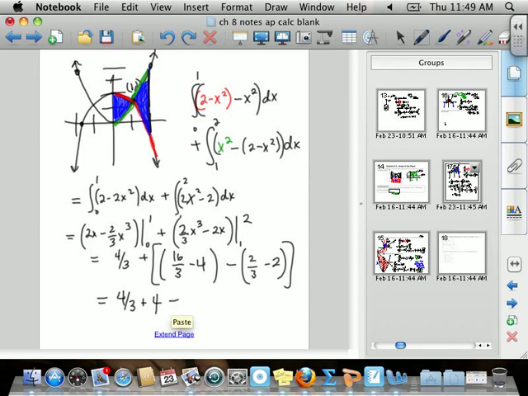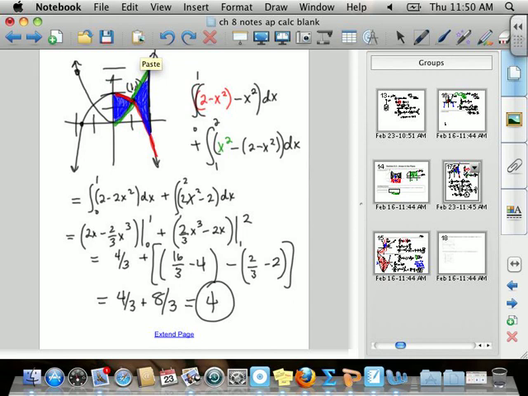So you get 16/3. Alex, are you saying something? You added the 2/3. Did I add the 2/3? Okay, 16/3 minus 4 minus 2/3, plus 2. All right, so that's 2 and 2/3. So that's 8/3, so you get 4. All right, so your area is 4.